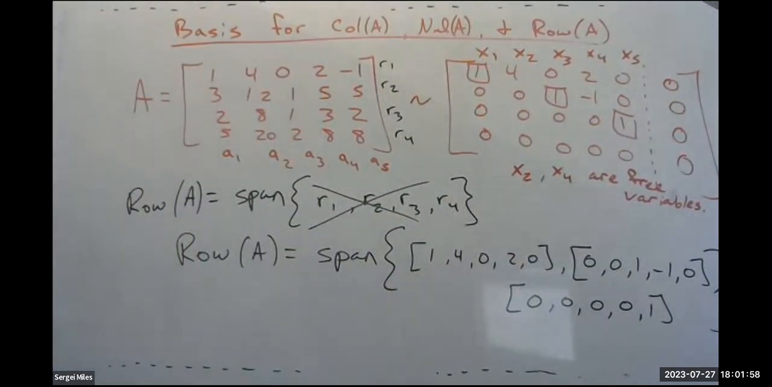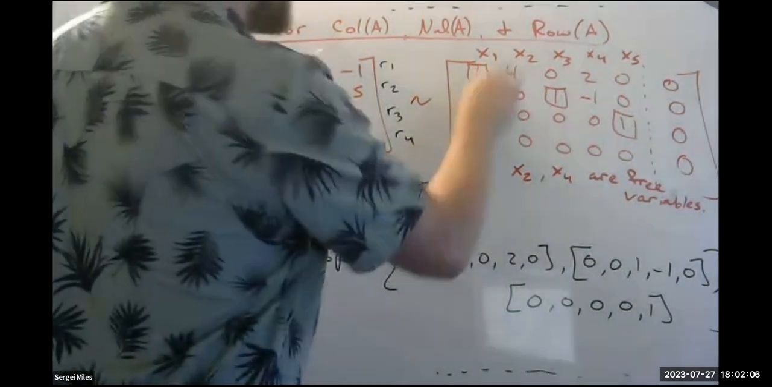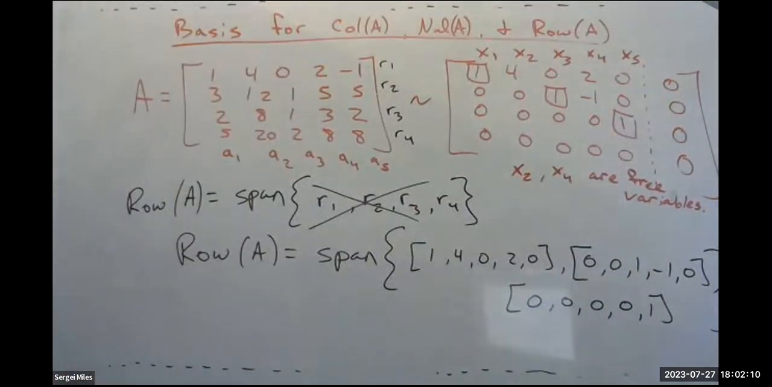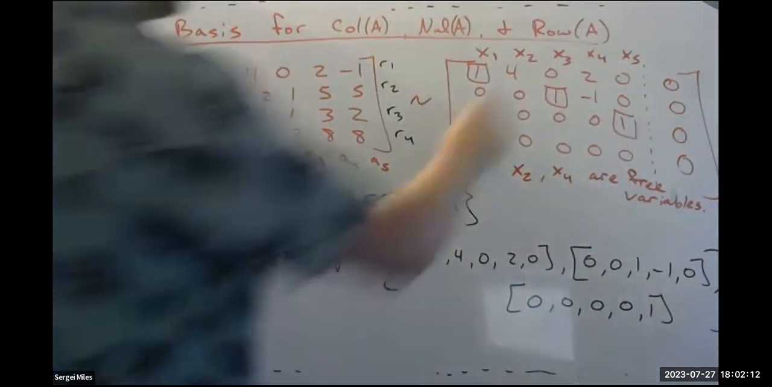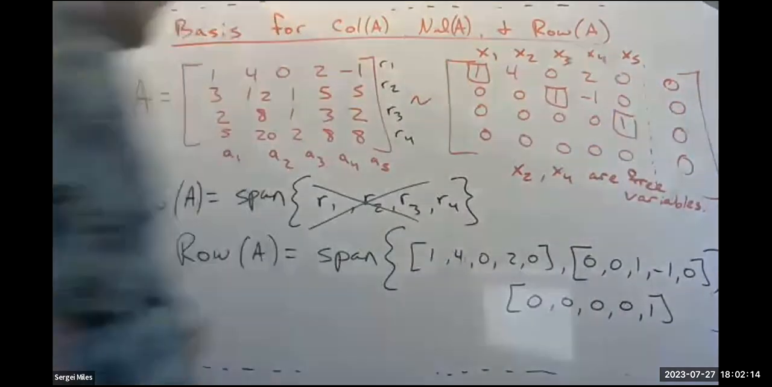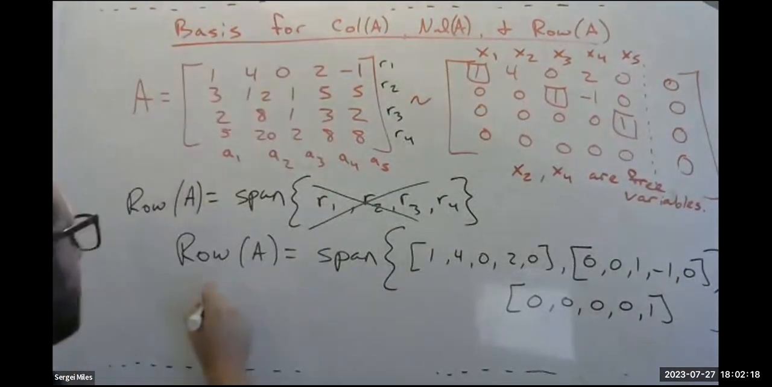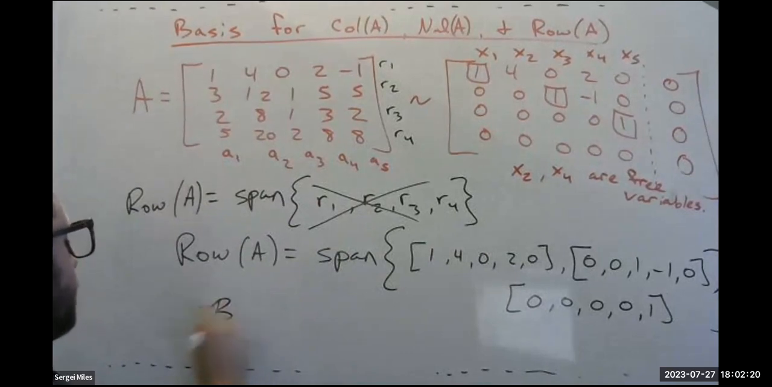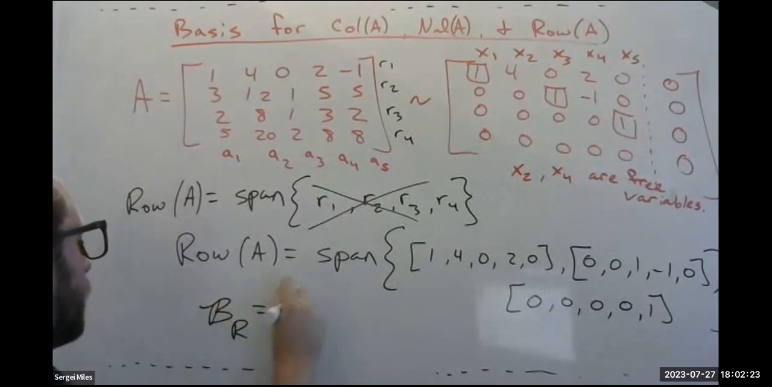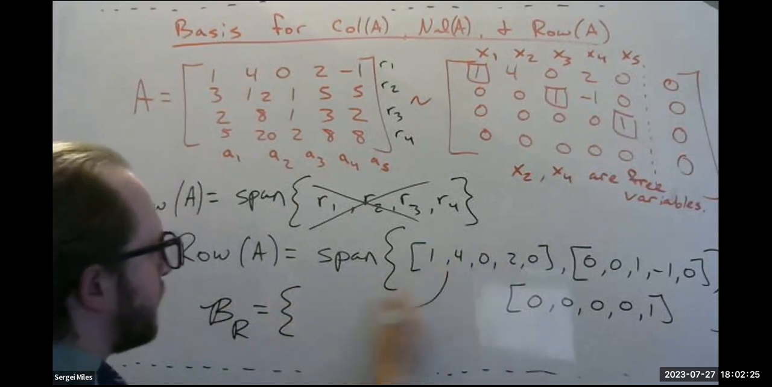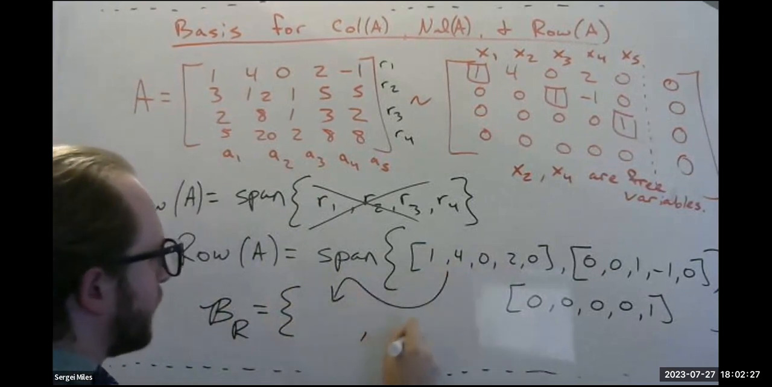Now, when you reduce columns, it modifies the columns. It's no longer the same column. It's no longer going in the same direction. So for the column space, you cannot just pick the columns from the reduced form, but for the row space, you can take the rows from the reduced form, right? So we have this span, and in fact, what is the basis? Well, my basis for the row space is just the set of these 3 vectors.